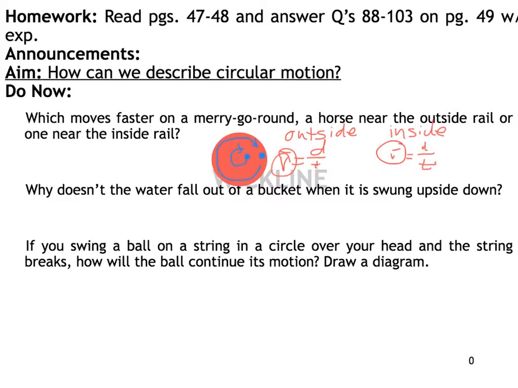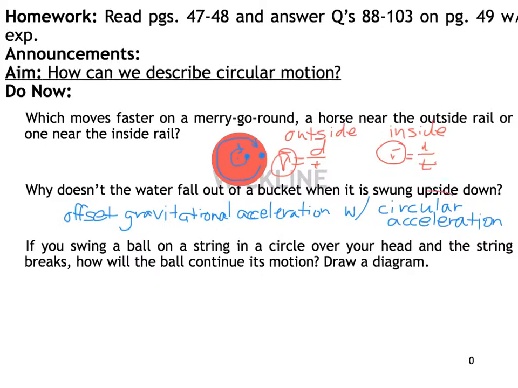Secondly, why doesn't the water fall out of a bucket when it is swung upside down? My answer to that one's pretty simple. The acceleration due to gravity is going to bring the water down. So if you can overcome that acceleration, or if you can cancel that acceleration, then the water will stay in the bucket. So I said offsetting the gravitational acceleration with circular acceleration, but we'll have a new term for circular acceleration really soon. All right, so lastly, if you swing a ball on a string in a circle over your head and the string breaks, how will the ball continue its motion?